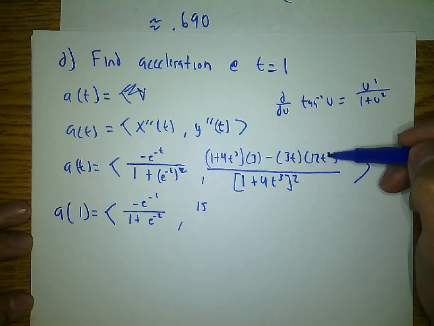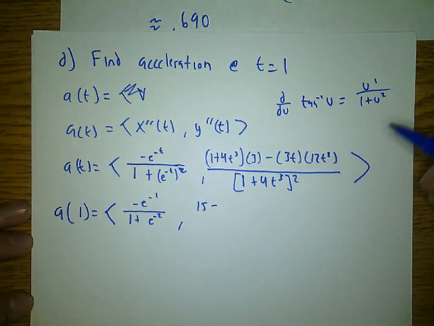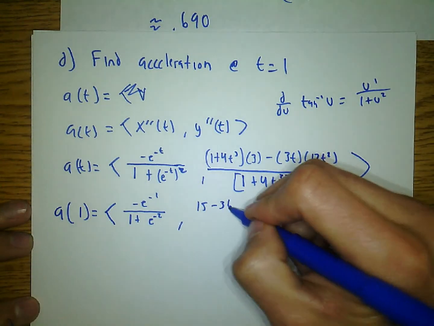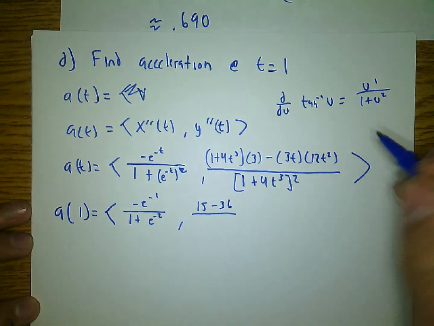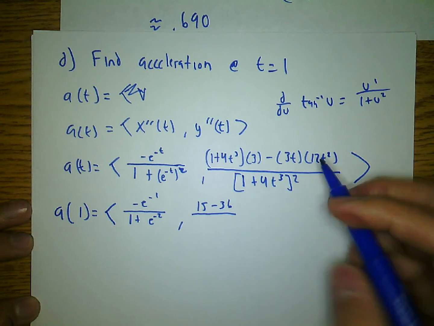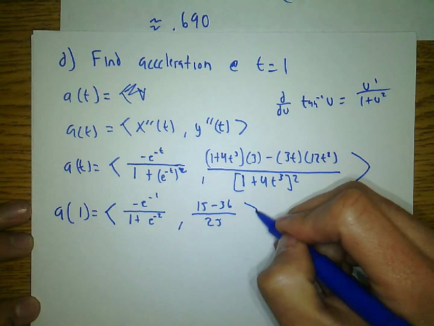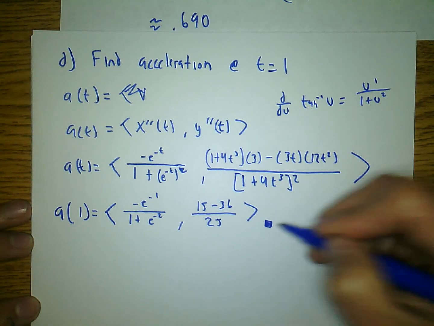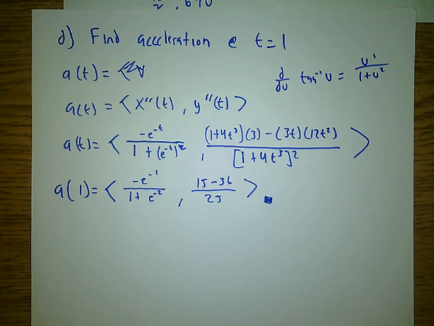That gives you 3, that gives you 12. So 12 times 3 is 36. That gives you 5. 5 squared is 25. Can you leave it like that? Yes, yeah, you can, for sure.